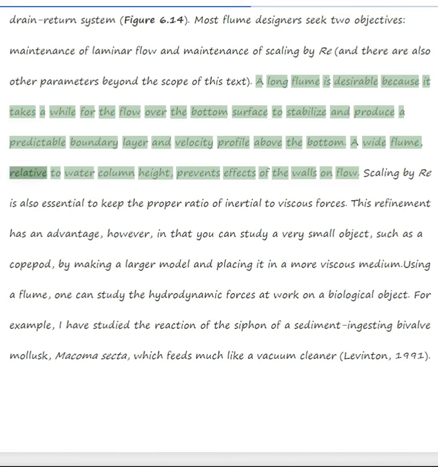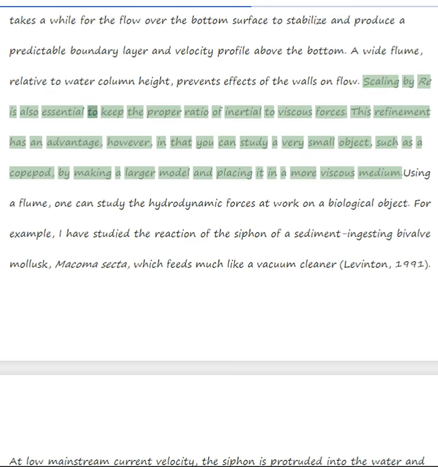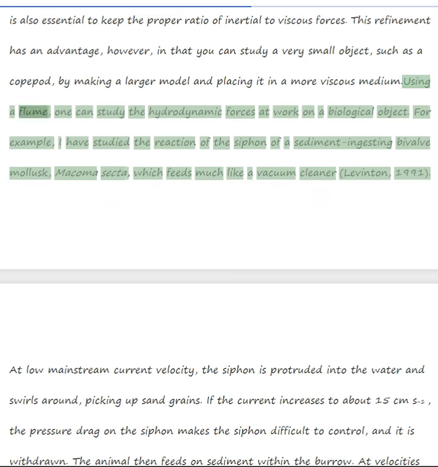A wide flume, relative to water column height, prevents effects of the walls on flow. Scaling by Re is also essential to keep the proper ratio of inertial to viscous forces. This refinement has an advantage, however, in that you can study a very small object, such as a copepod, by making a larger model and placing it in a more viscous medium. Using a flume, one can study the hydrodynamic forces at work on a biological object.